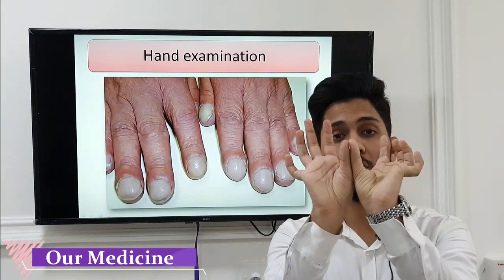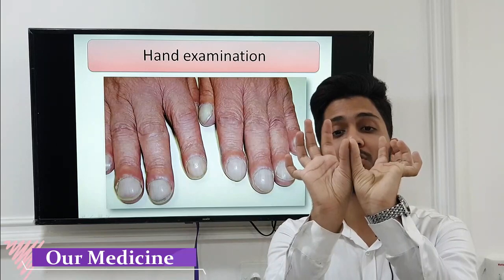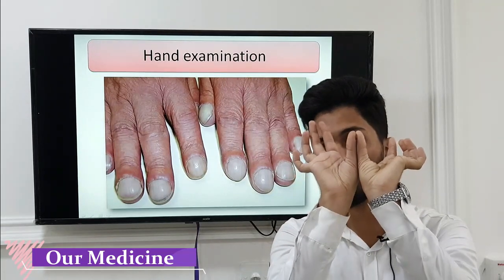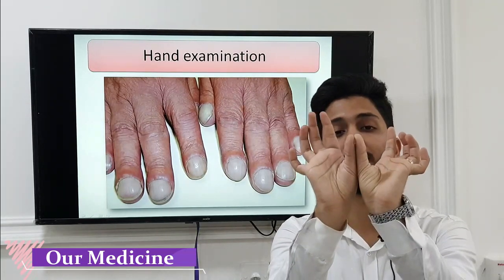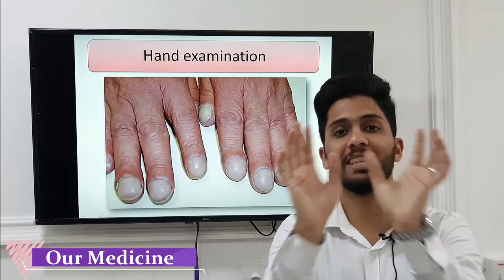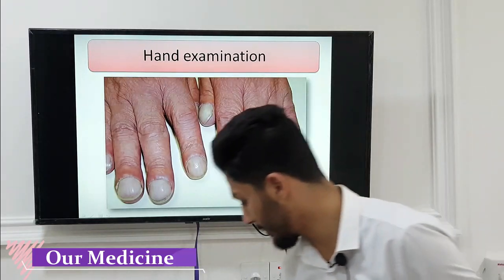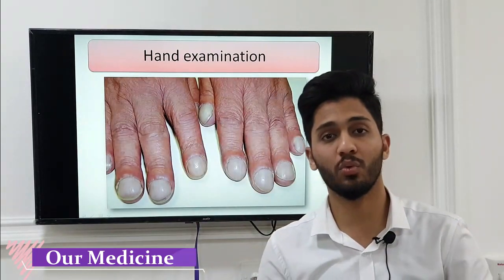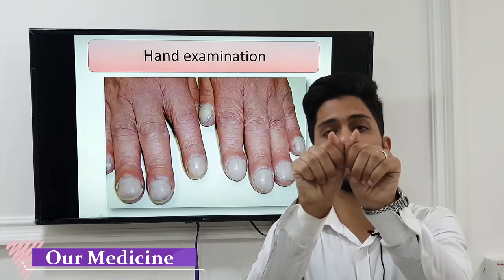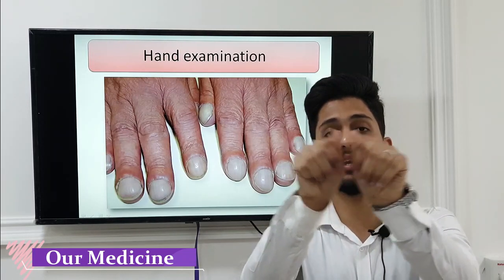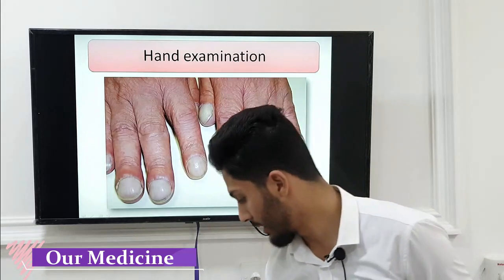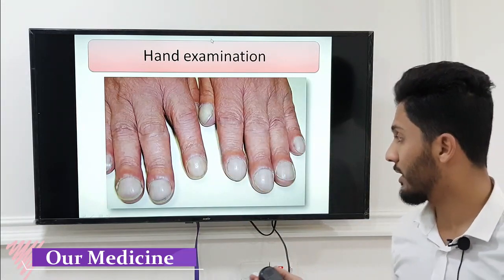If there is a window between the fingers, if you can look through it between the fingers, that means there is no digital clubbing. A patient with digital clubbing will have the fingers like this and cannot compress them. This is regarding digital clubbing.